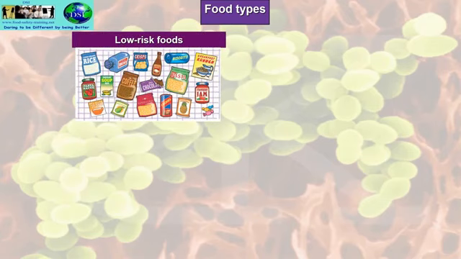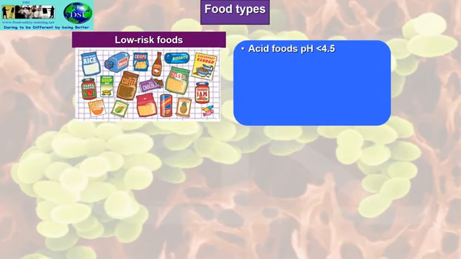Other ones, low-risk foods. They're called low-risk because they will not support the growth of pathogens or other bacteria. Normally, they're acid food, or they vary. Different types of foods have different properties. They could be acid foods, such as pickles, chutney, sauces, where they've got a pH of less than 4.5, so it's quite acidic. Where it's got a high sugar, salt or fat content, obviously these are good natural preservatives.